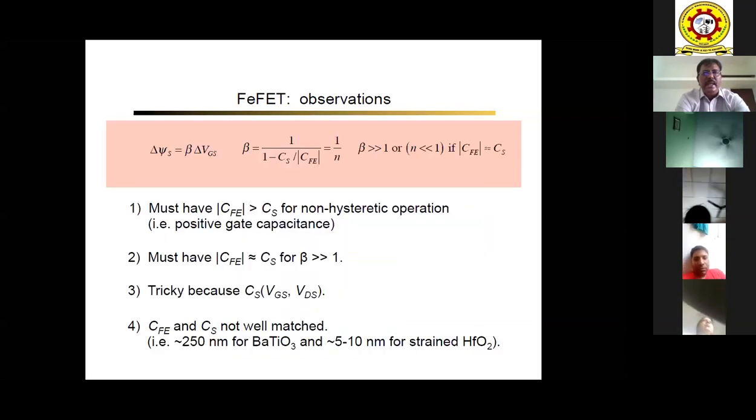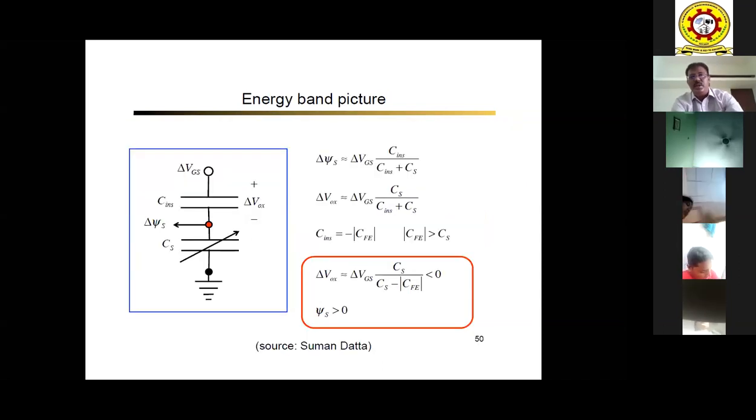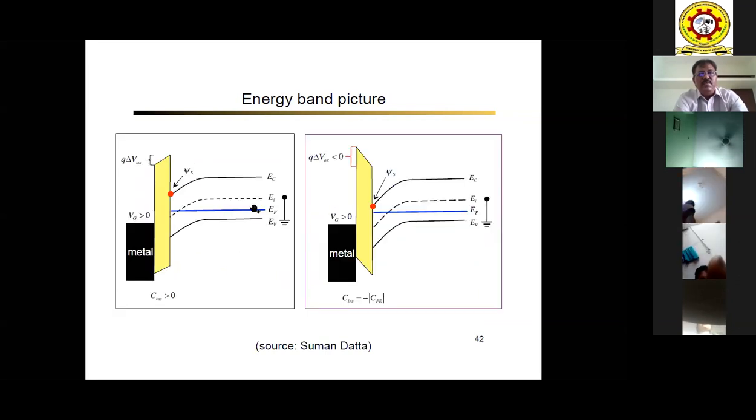And the energy band structure for ferroelectric materials. This is where we can see a negative capacitance. If anyone is interested in this line, they can write to me.